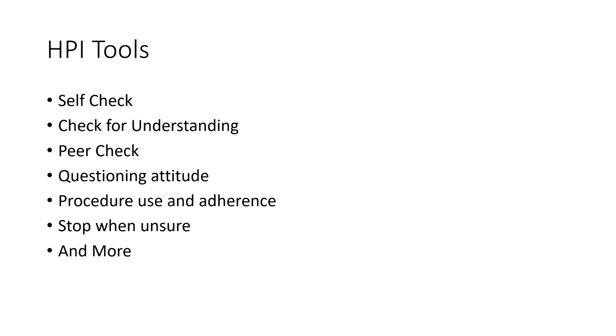Then we look at procedure use and adherence. So this can apply to your domain. Maybe it doesn't. It depends on the work discipline that we're looking at. Some jobs have very strict procedures that you follow. And then the HPI tool is that you did follow the procedure. So that's the use and adherence of it.